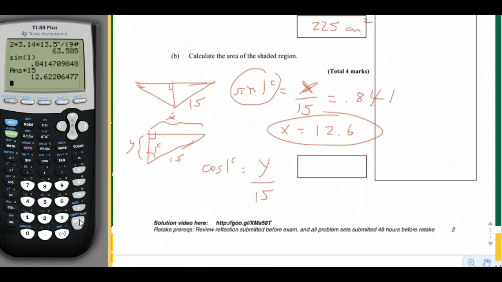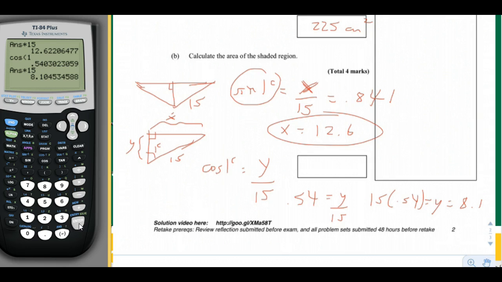Multiply both sides by 15, and, what was cosine of 1, by the way? Cosine of 1 radian is equal to 0.540. Okay, so 0.54 equals y over 15. Multiply both sides by 15. 15 times 0.54 equals y. 0.54 times 15 is 8.1. Okay, so let's get back to our triangle.